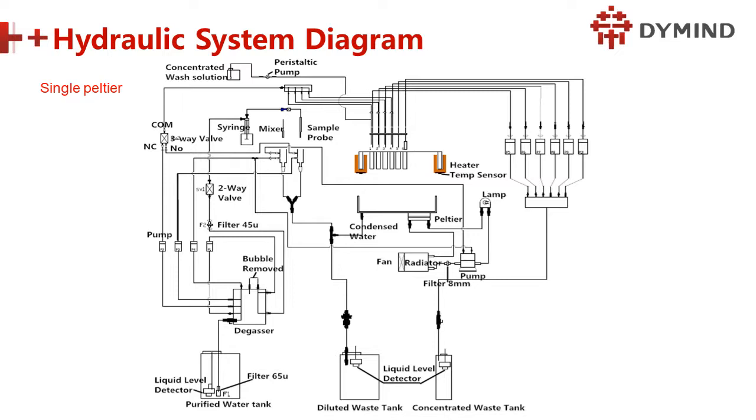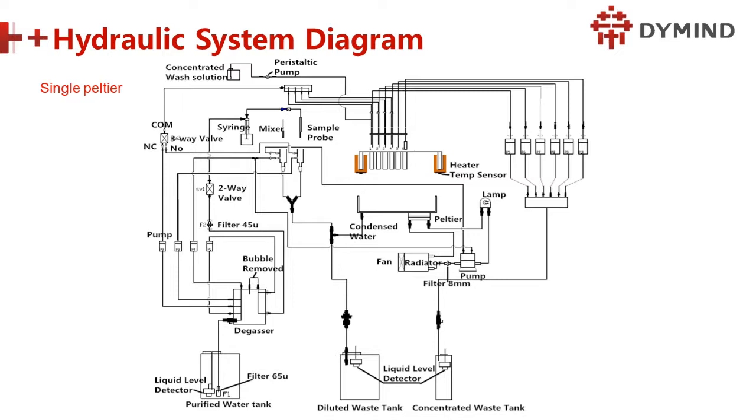So okay, here we have another tank. One is the diluted waste tank. The other is the concentrated waste tank. So inside the two tanks, we have two liquid level detectors for alarming. If they are full, the machine will alarm. And why do we need two?